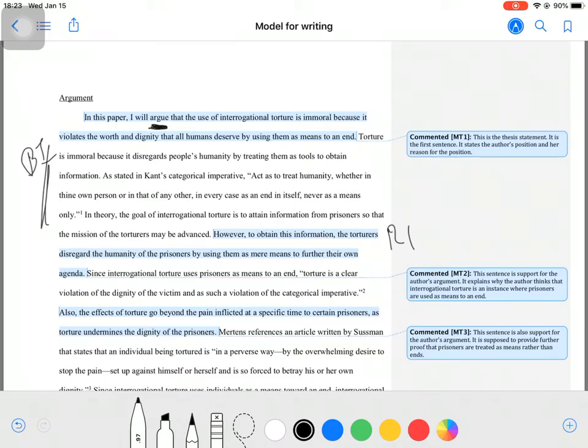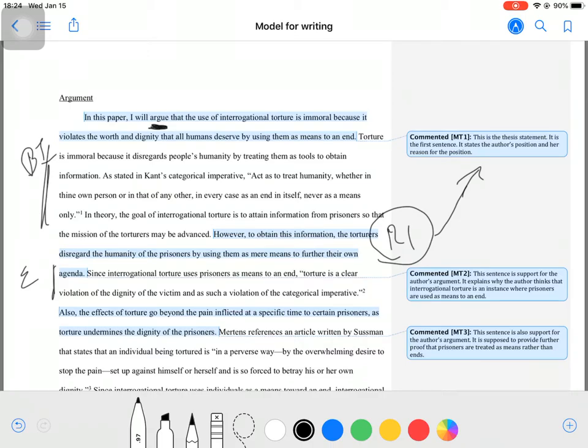So as I was saying, for your paper, this would be the point where you give us one of the reasons that Savulescu gives in support of his argument. And then the next sentence, "Since interrogational torture uses prisoners as means to an end, torture is a clear violation of the dignity of the victim and as such a violation of the categorical imperative." This is an explanation of sorts. It's an explanation that is expanding on the reason to tell the reader a little bit more why this reason stands in support of the argument. That is, why is this a reason to believe the author's position? Telling us that so-and-so has a reason isn't enough to motivate that reason for your reader. You need to explain it a little bit more.